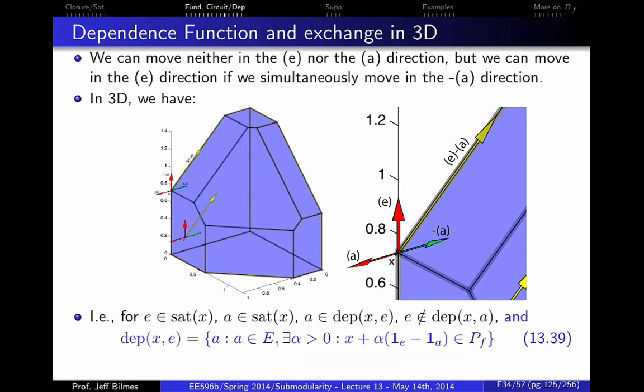So therefore, it seems reasonable to say that this dep function is equal to all elements A such that there exists an alpha such that if you want to move in the E direction, you need to move negatively in the X direction. And then basically, it's saying for E and SAT, because we really care about these saturated elements here. Okay, let's show this more formally.